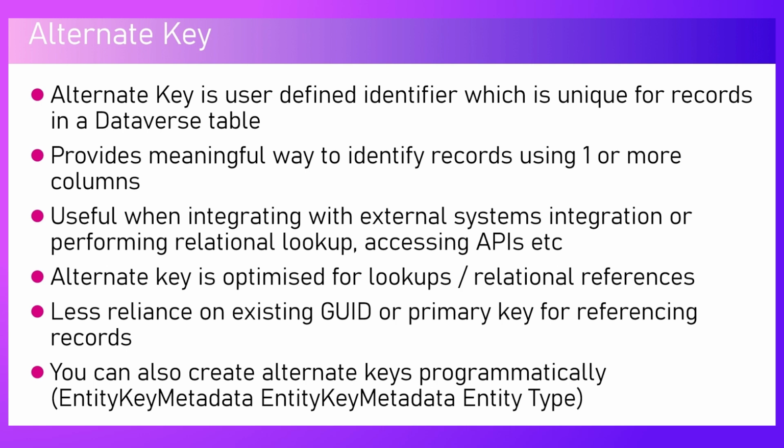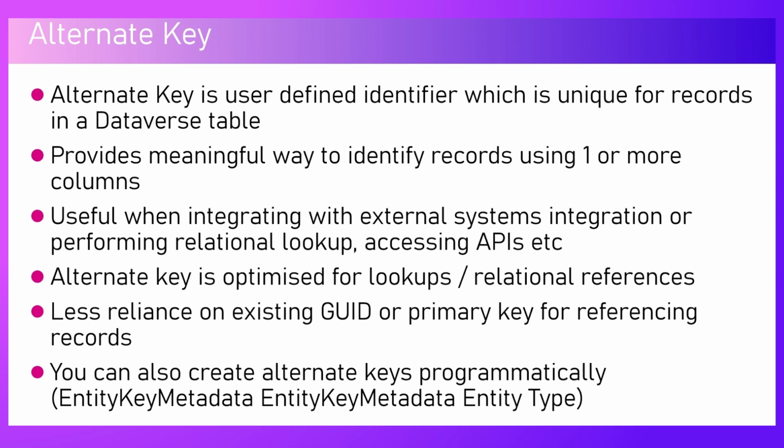It is immutable. You cannot change it once you create it. Once a record gets created, it is automatically generated by the system. That's a GUID. The primary key is useful when you want to identify records in a Dataverse table. But an alternate key has a special purpose. It is useful when integrating with external systems, integration, or performing relational lookup.